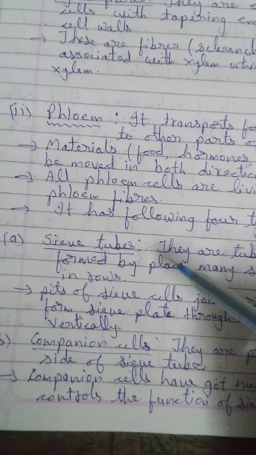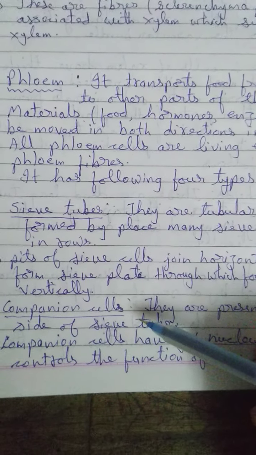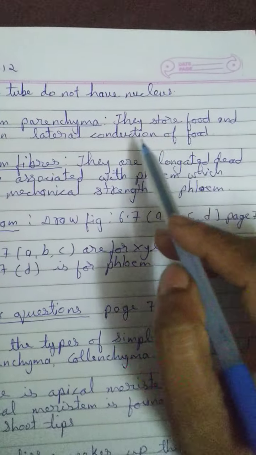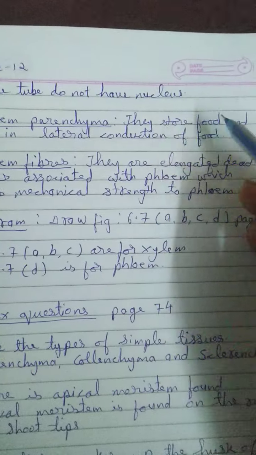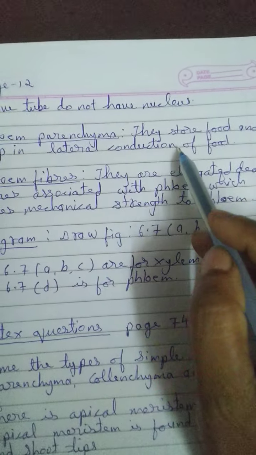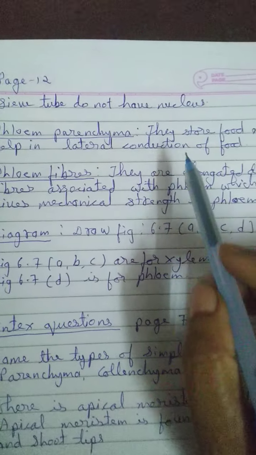In the phloem, we have sieve tubes. How the sieve tube is formed, that I have already explained to you. Why is the companion cell there? Because it controls the function of the sieve tube. And then phloem parenchyma, phloem fiber. Phloem parenchyma mostly stores the food, same as xylem parenchyma, and when it enters the leaves, then it conducts the water sideways. Lateral conduction means sideways conduction.